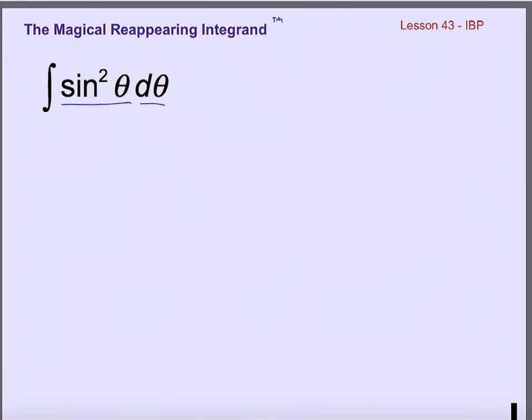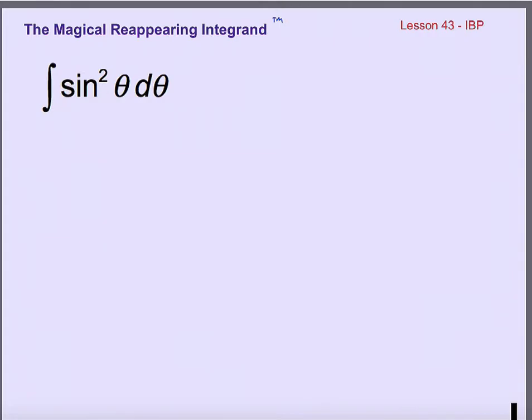The derivative of sine squared of theta would be 2 sine theta cosine theta, which now that I think about it is also sine of 2 theta. So it actually might work that way. But nonetheless, we're going to do it a different way. What we're going to do instead is break the sine squared of theta up into two different factors. We're going to think of this as sine of theta times sine of theta d theta.